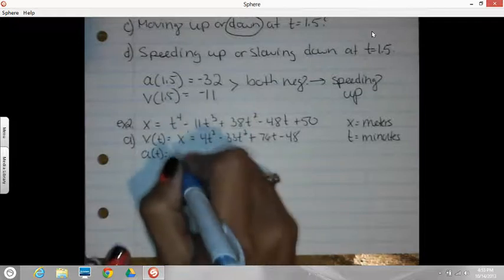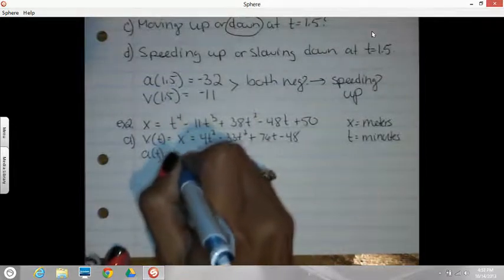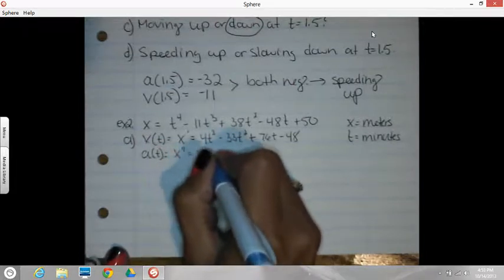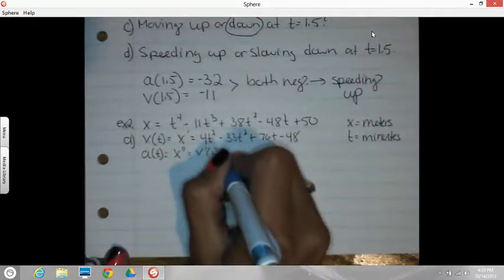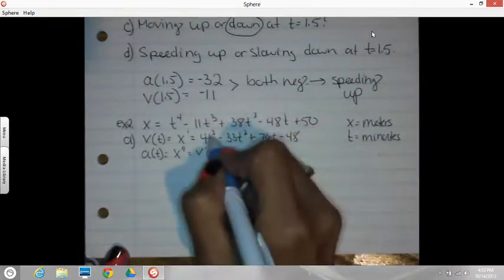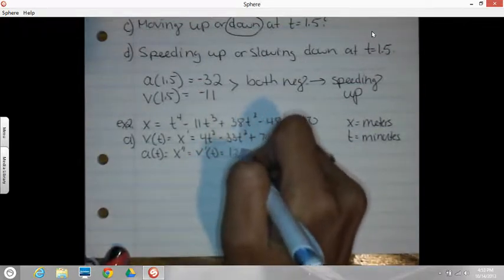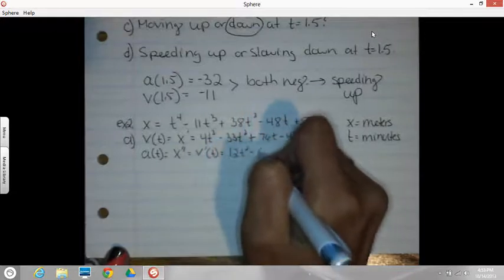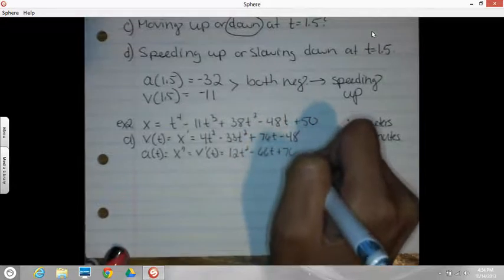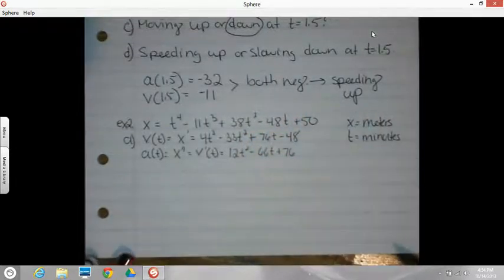Acceleration is the second derivative of distance, or you can call it the first derivative of velocity. Either way, we're taking the derivative of this equation here. So now we've got 12t squared minus 66t plus 76, 0. Okay.